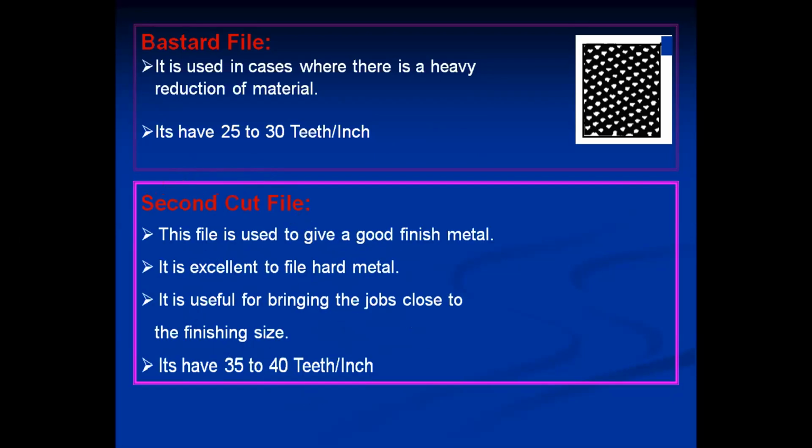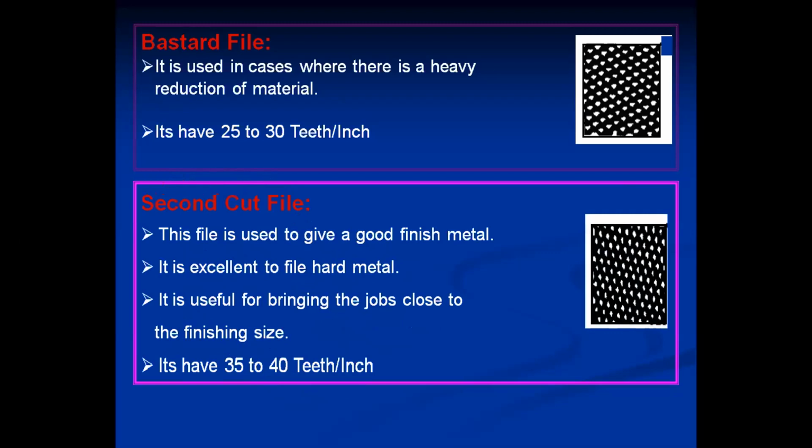Next, second cut file. See here the difference of teeth in the bastard and second cut. This file is used to give a good finish to metal. So for finishing of metal we are using the second cut file. It is also excellent to file hard metal, so we can use it for filing hard metal.